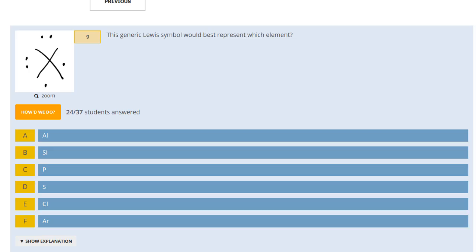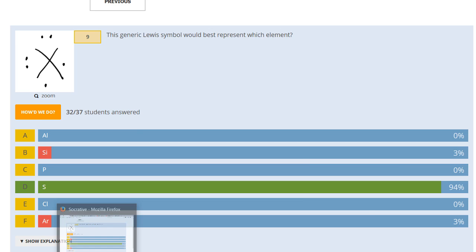Okay, and we'll get our answers locked in. We'll count down. 5, 4, 3, 2, 1. It's going to be sulfur, because sulfur is in group 6A. And sulfur being in group 6A would have 6 dots.